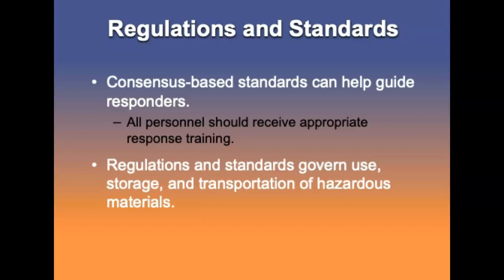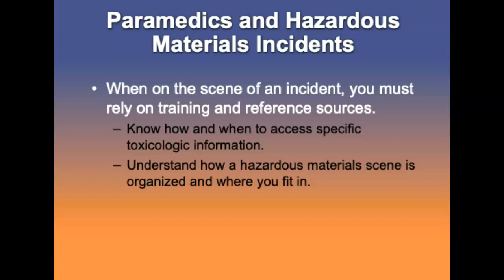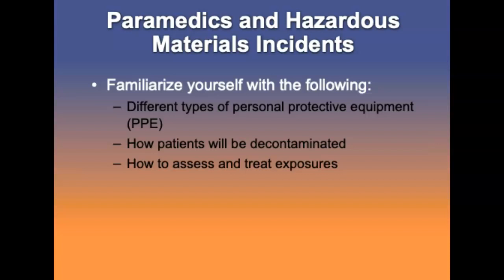Okay, so let's talk about paramedics and hazmat incidents. When on scene of a hazardous materials incident, you must rely on training and references as sources to help you respond. Know how and when to access specific information. You want to be able to access reference sources, the Poison Control Center, medical control, and the hazmat team. Understand how a hazardous material scene is organized from a command and control perspective and where you fit in. Familiarize yourself with the different types of personal protective equipment, how patients will be decontaminated, and how to access and treat exposures. You may be called on to support teams through on-scene medical monitoring.